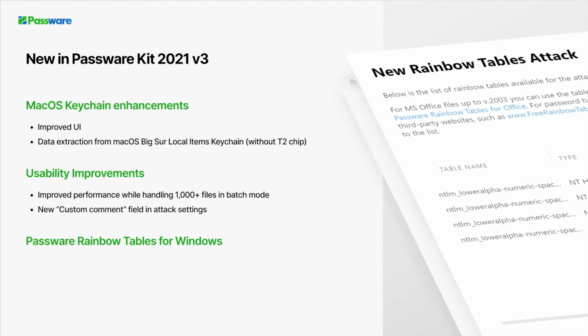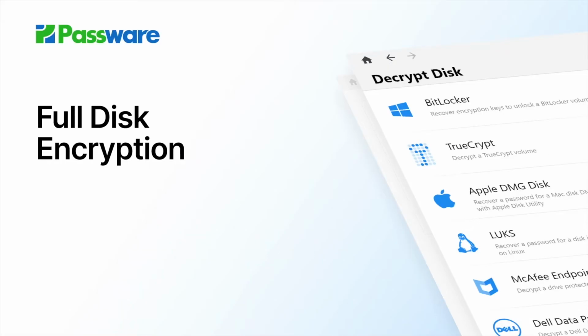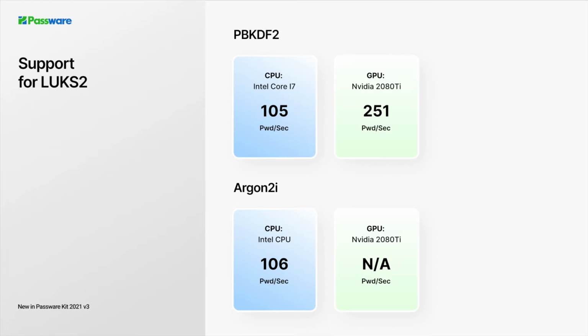So let's get into some more detail. Passware Kit 2021 version 3 brings a few important updates for full disk encryption. LUKS 2, a new version of the Linux Unified Key Setup disk encryption specification, was published in December 2020.